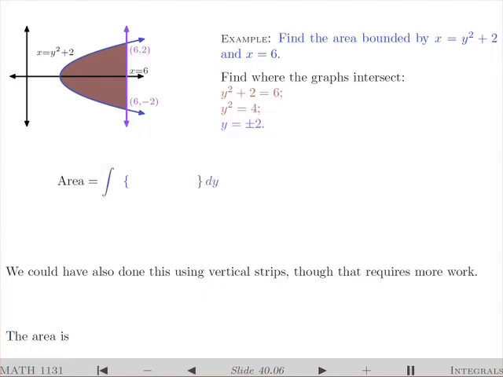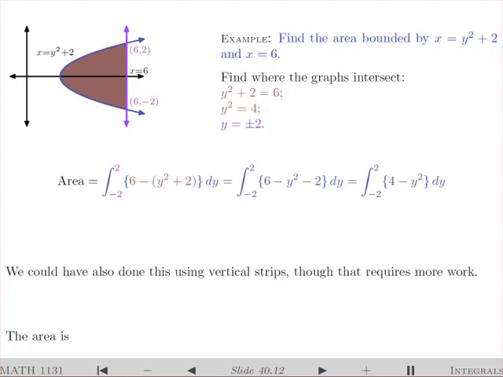So when I set up the area integral, of course y goes from negative 2 to 2, I have to subtract the smaller from the larger. So I have to subtract y squared plus 2 from 6. Another way to verify is that if you simplify this, the integrand 4 minus y squared will be positive between negative 2 and 2. If y is 0, 4 minus y squared is 4, which is positive. So that verifies that we did in fact subtract in the correct order.